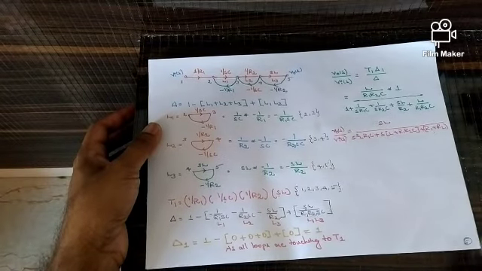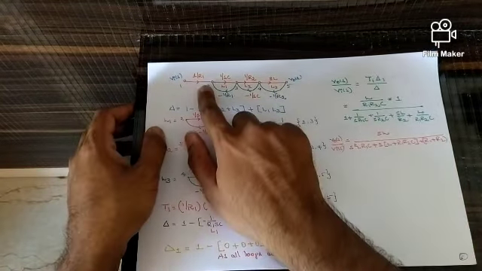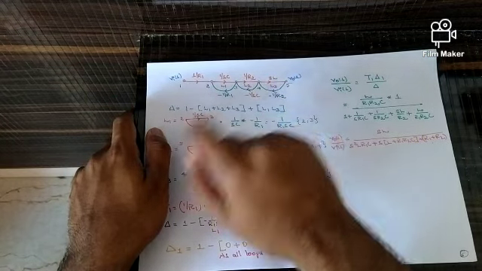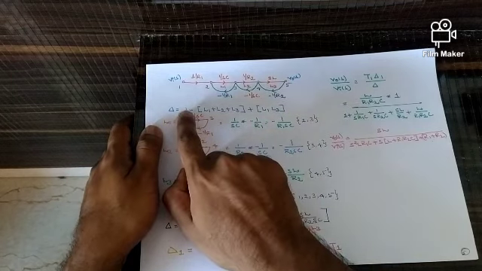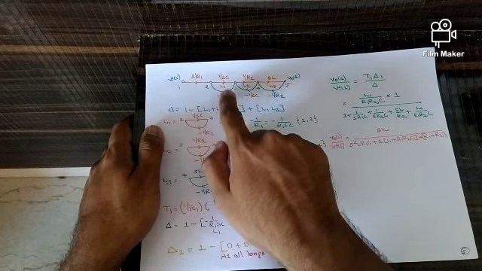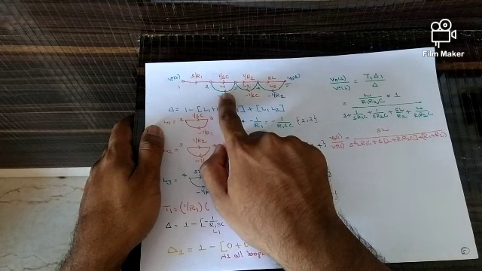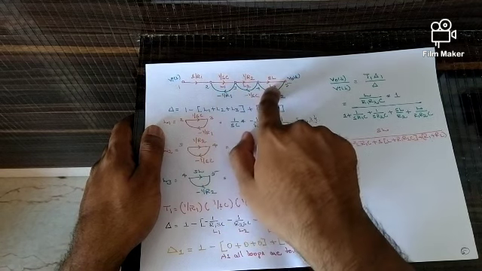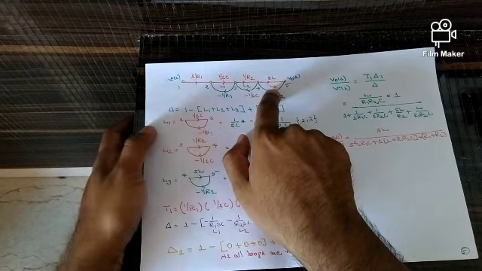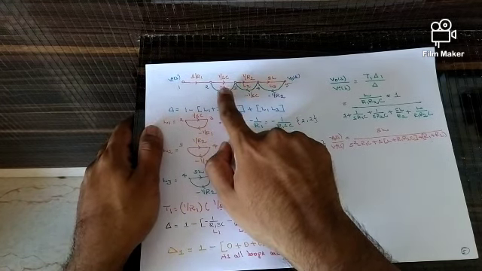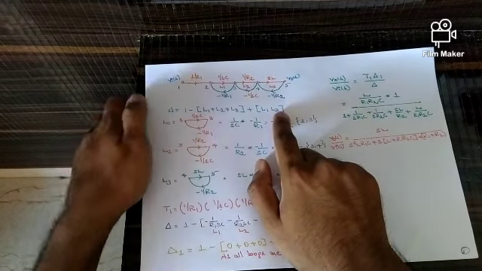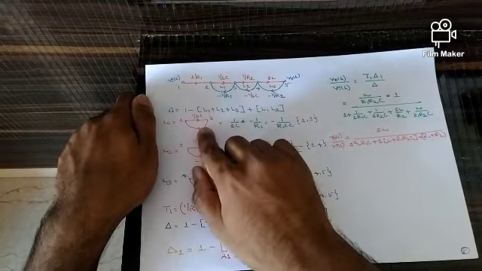So I am rewriting the same signal flow graph as it is, and I have considered loops L1, L2 and L3, and I know that delta is equal to 1 minus the individual loops, that is L1, L2 and L3, plus the non-touching loops. The two non-touching loops are L1 and L3, because L1 and L2 are touching loops, and L2 and L3 are touching loops. The only non-touching loops in this system are L1 and L3, so I am considering L1 and L3.